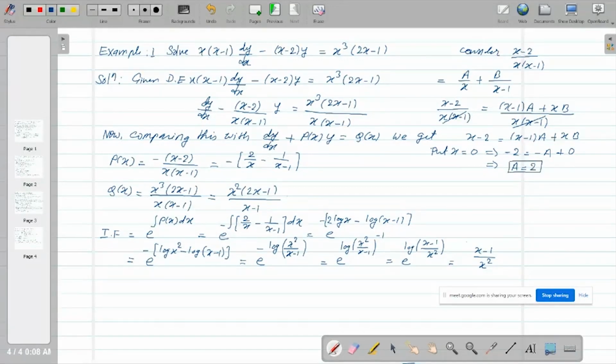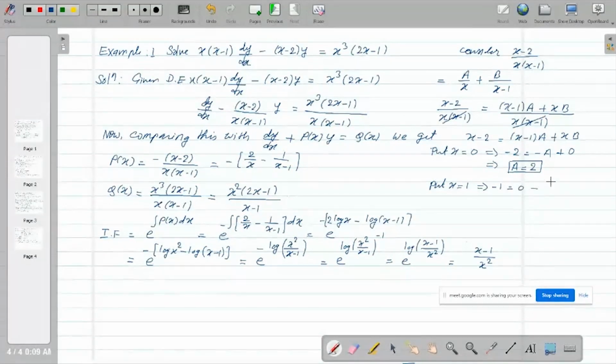A is 2. And put x equal to 1. Now put x equal to 1. So this implies that, putting 1 here, how much will we get? 1 minus 2, that is minus 1, and this equals 0.